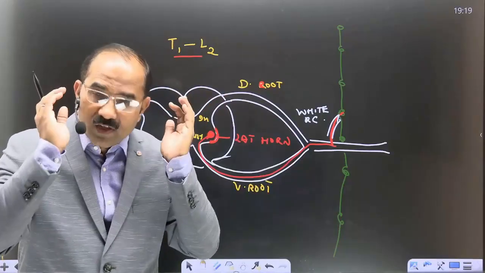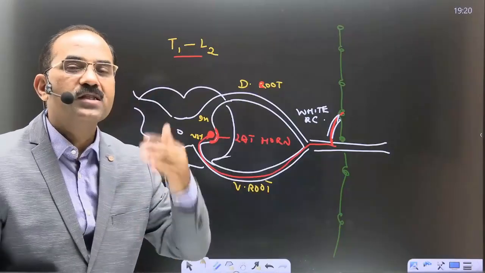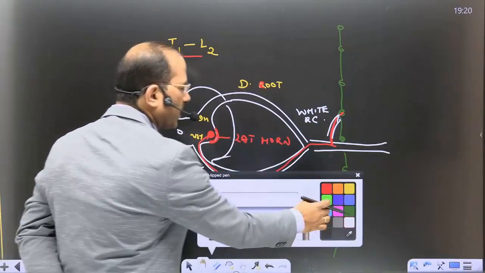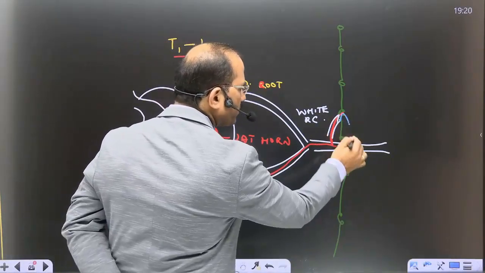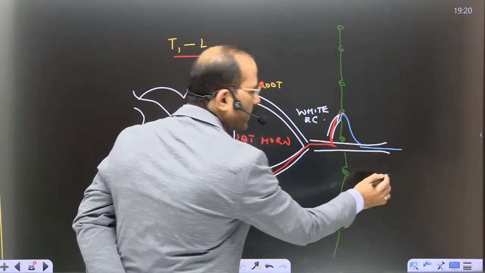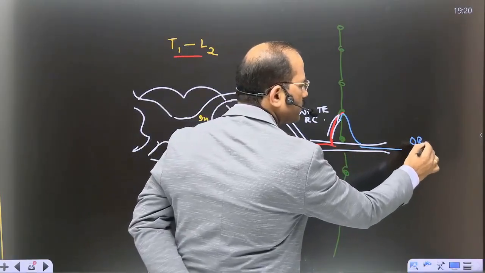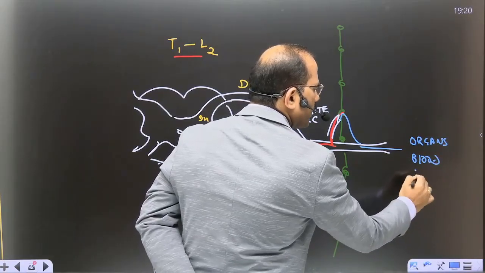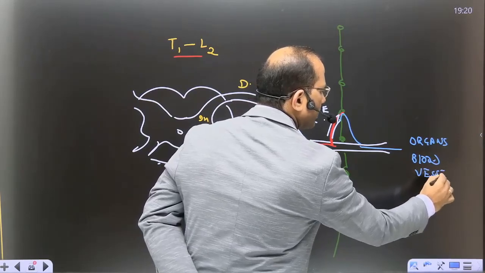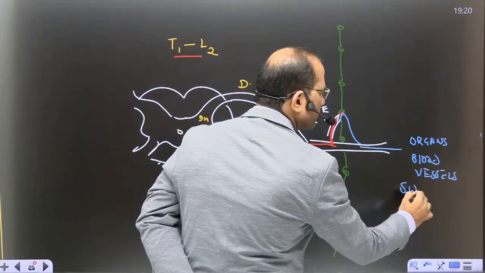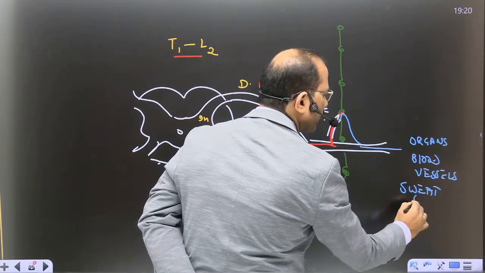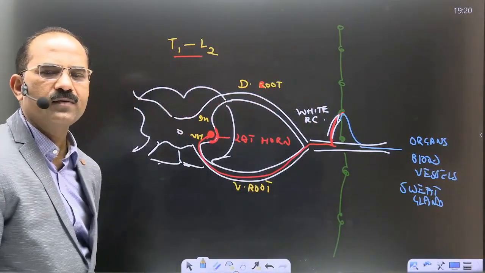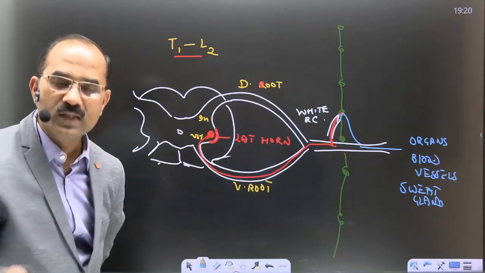The fiber will relay in the ganglion, and what begins from this ganglion now are the postganglionic fibers. The postganglionic fibers begin from this ganglion, enter the spinal nerve, and supply the organs. They would supply the blood vessels, the organs, and the sweat glands. What are these fibers? Postganglionic fibers.